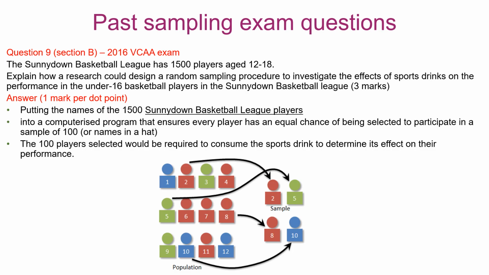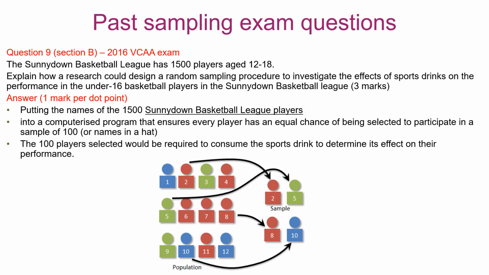Check out this retro question, which requires students to do a bit here. So we've got a basketball league with 1,500 registered players, and the command term of the question is asking us to explain how a researcher could design a random sample procedure to investigate the effect of a sports drink, e.g. Gatorade, on the performance of the under 16 players, for 3 marks.